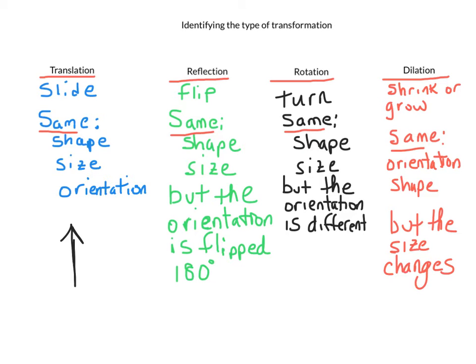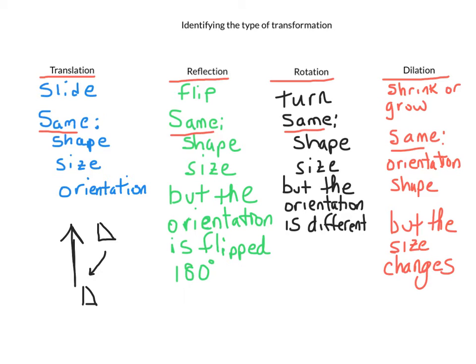What is the same between your original figure and where the figure lands is the shape is the same, the size is the same, and the orientation is the same. So if you have a triangle that looks like this and you slide it somewhere, that triangle will still have the same orientation. It's not going to turn at all.